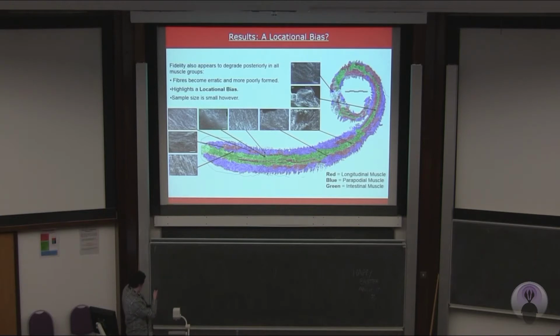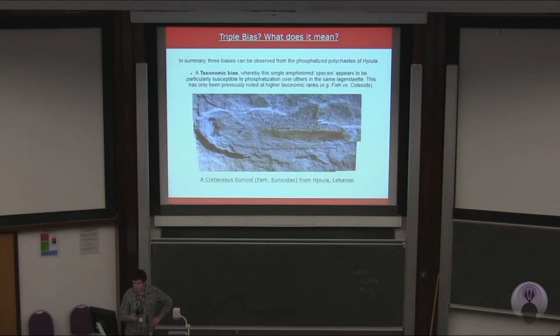Yeah, you can see that the fidelity of the fibres appears to degrade posteriorly, very well defined here and much poorer defined here. This highlights a third potential bias, a locational bias, but as I'm sure you can see, based upon this small number of samples, this is perhaps not such a reliable conclusion to make.